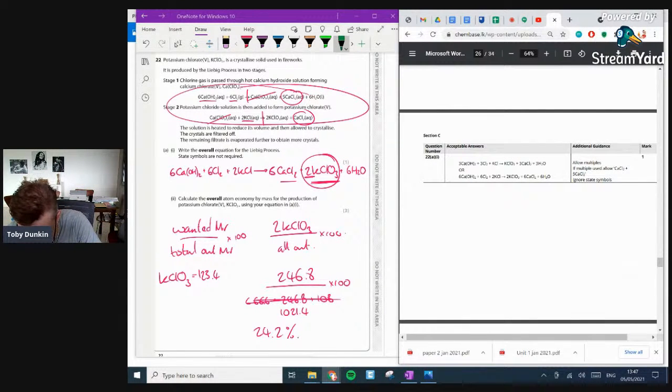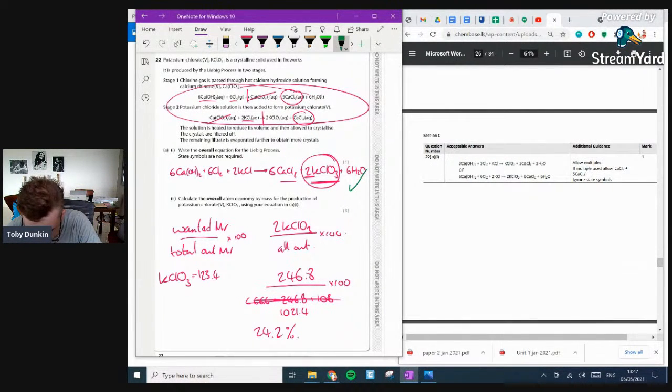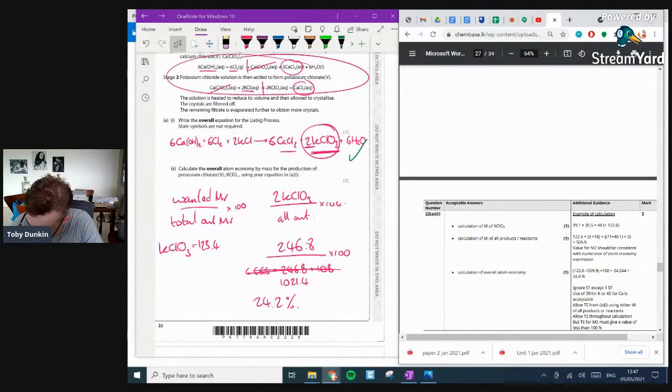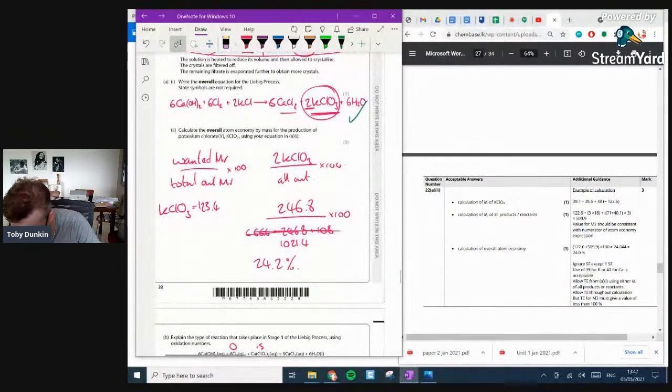Ooh, they've simplified it. Could have simplified it. Multiples are okay. 24.2%. 24%? Okay. That's interesting. Rounding error? I've probably picked up a number that's incorrect somewhere. 120. There you go. I've made a mistake. Oh, I did.